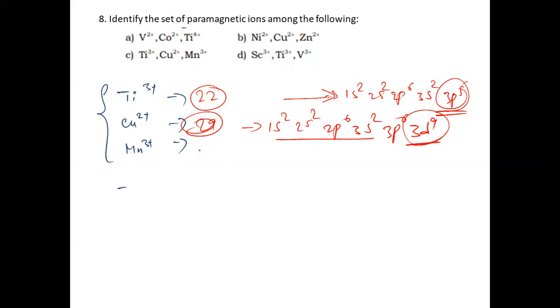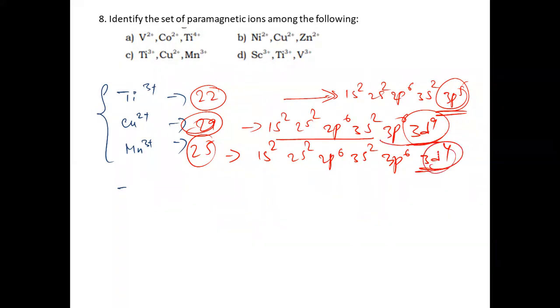Then manganese, which has atomic number 25. If I write the electronic configuration of manganese in its 3 plus oxidation state, it's 1s2, 2s2, 2p6, 3s2, 3p6, 3d4. So here also there are unpaired electrons in the d orbital. So these three ions, Ti3 plus, Cu2 plus and Mn3 plus, consist of unpaired electrons. Hence, they are considered paramagnetic ions.